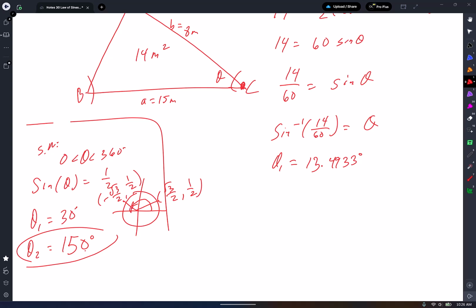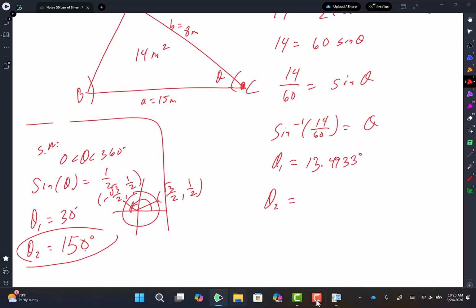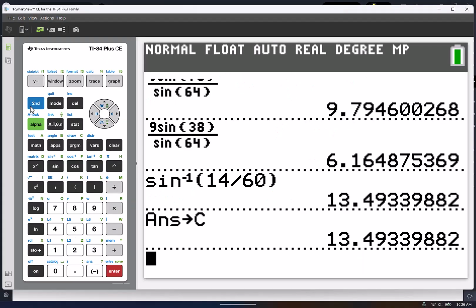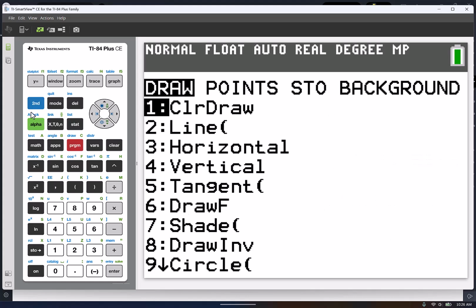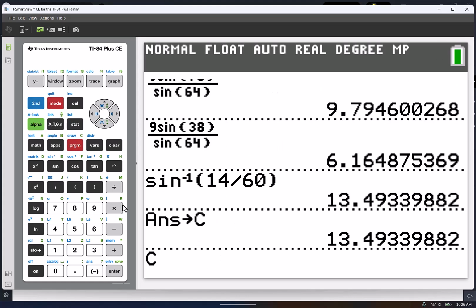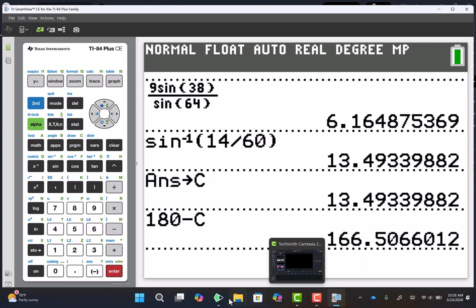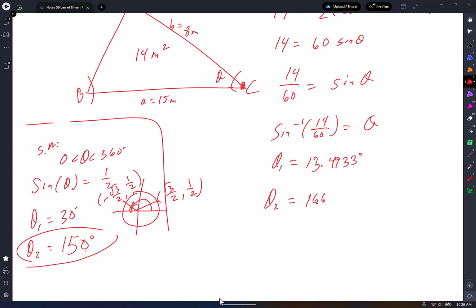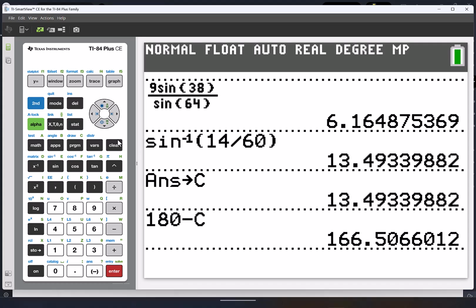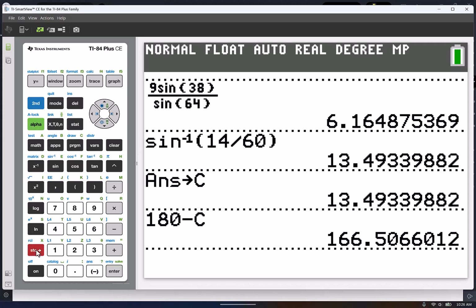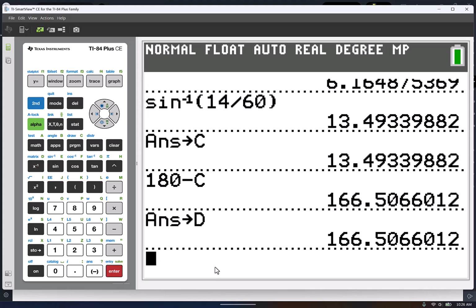It's the same with this. So if you want the second angle, I stored it at C, so I'm going to put C, and I subtract that from 180. So 180 minus C. So here's my other answer, guys. 166.5066. I'm going to store that to D in this one. It still gives you that same store, alpha D. Check it out. Both answers work.